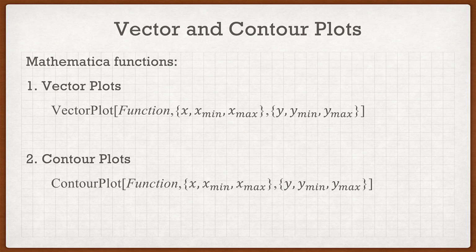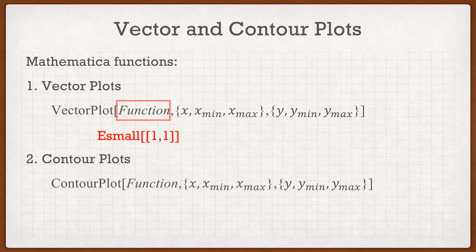If we want a contour plot, it's the exact same, but the only difference is instead of VectorPlot, we're putting ContourPlot. So as you guys will see, these are the exact same. The only difference is vector, contour. That's it. That's simple. And you're saying, okay, Clayton, well, it is simple, but what exactly is function? What exactly is x min, x max, stuff like that?